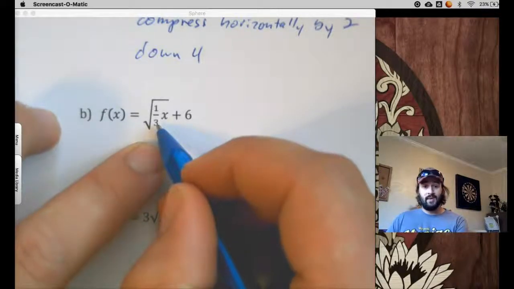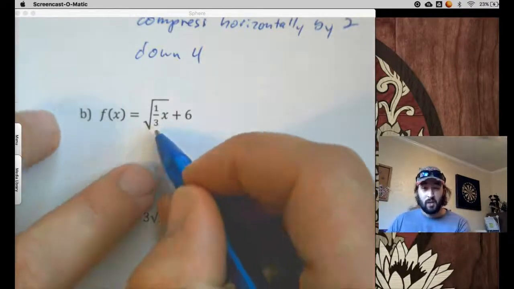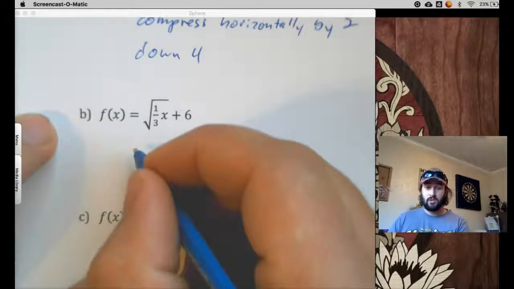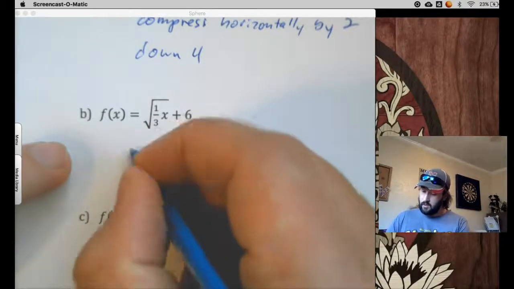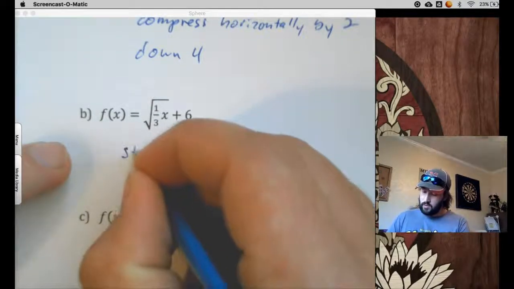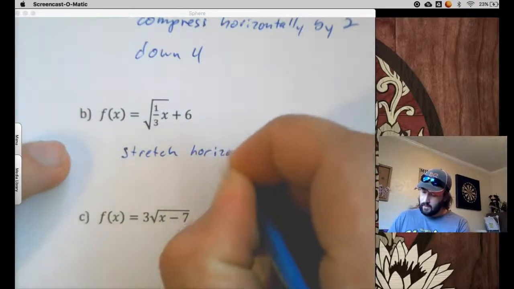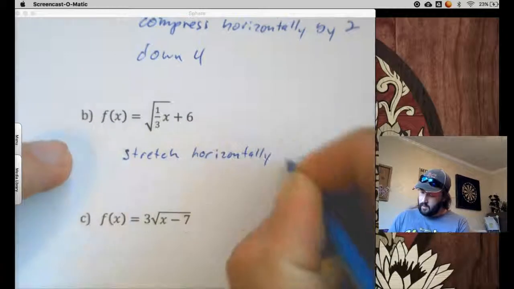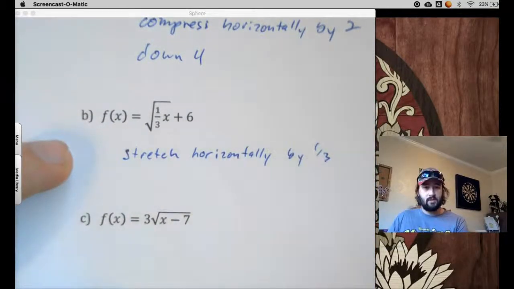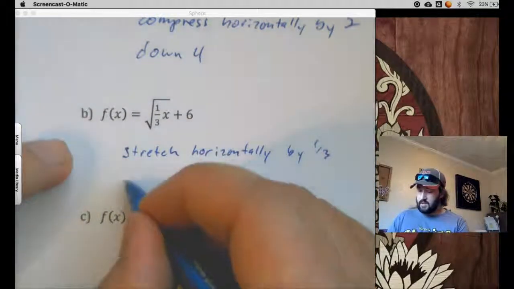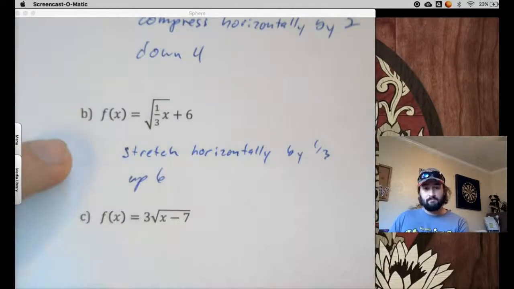All right. 1/3 of the x. So instead of dividing by 3, I'm going to multiply by 3. So I'm going to stretch horizontally by 1/3, I'm pretty sure is what they say. And then that plus 6 on the outside is going to move everything up 6.